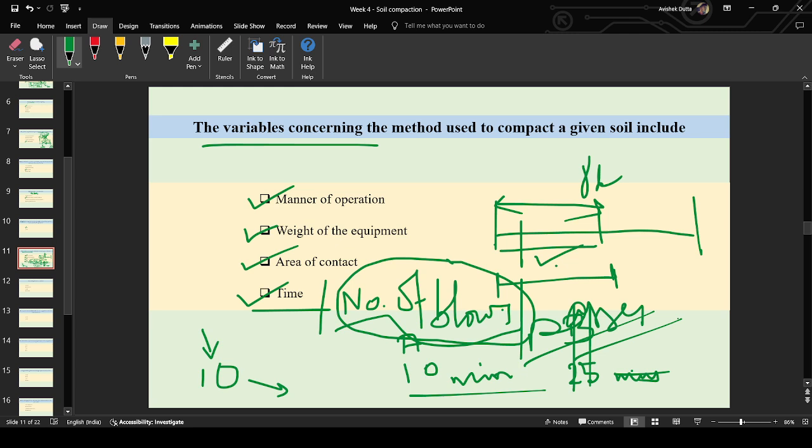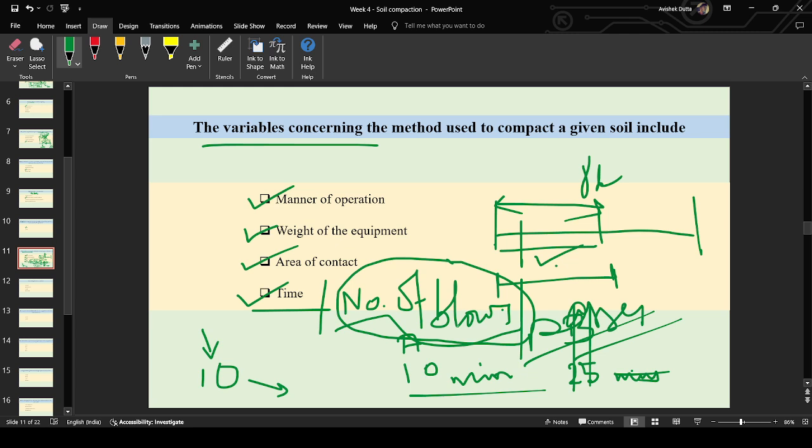See, that is the thing. Slowly, if it is passing, or if it is moving fast, it also depends on many things like manner of operation, weight of the equipment, type of soil, and the inherent moisture content.